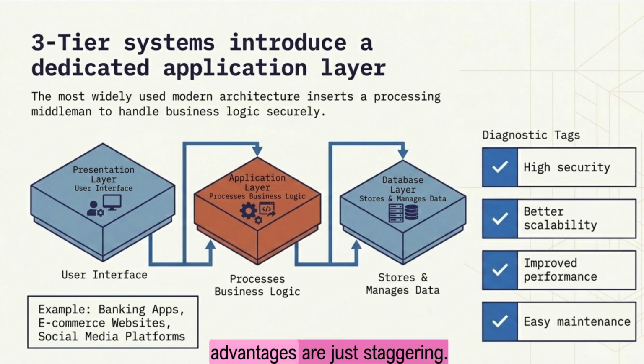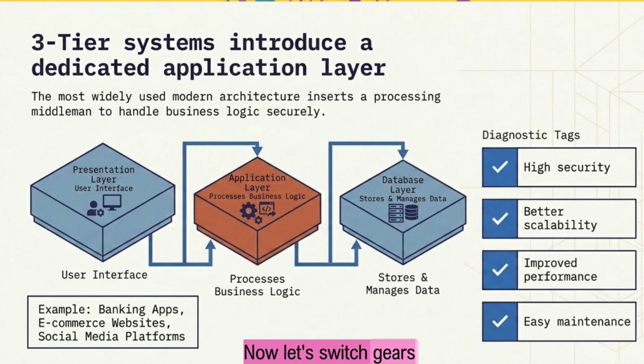Why? The advantages are just staggering. Because users never directly touch the database, security is rock solid. Since the application server handles the logic, performance shoots through the roof. And scalability? If you get a sudden spike in traffic, you just spin up more application servers. Plus, keeping the interface, the logic, and the data in their own separate boxes makes maintaining the whole shebang incredibly easy. Now let's switch gears a bit.